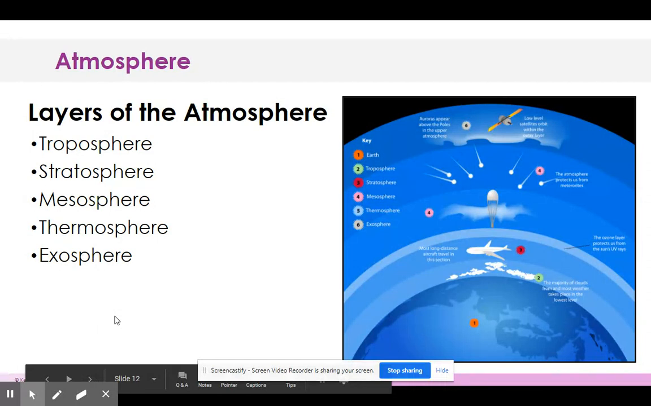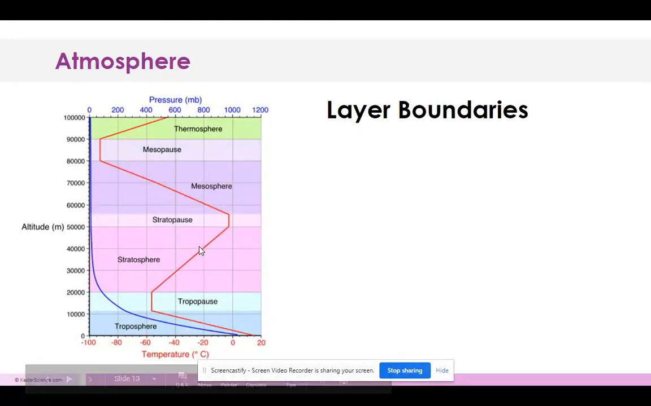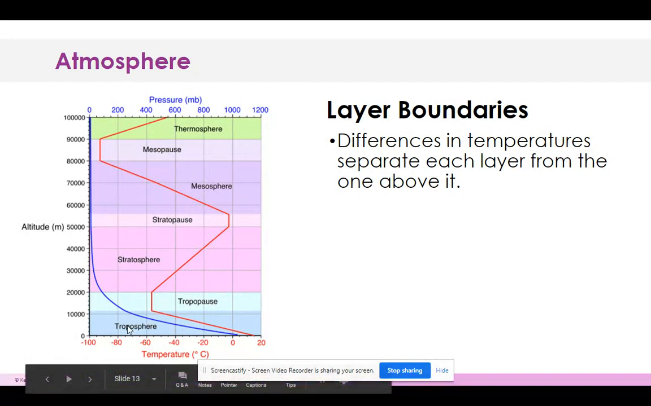Let's talk about layer boundaries. So we've got layer boundaries. They're the differences in temperature that separate each layer from the one above it. So if we take a look, this light blue here is the troposphere, and the red lines kind of go into the left. And then we have the boundary, the tropopause.